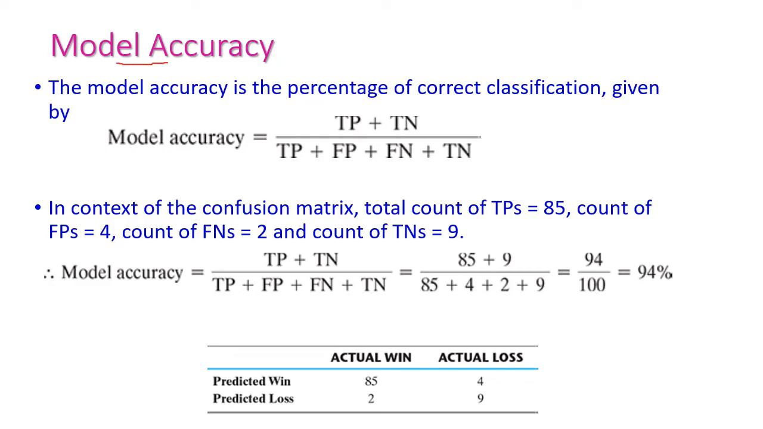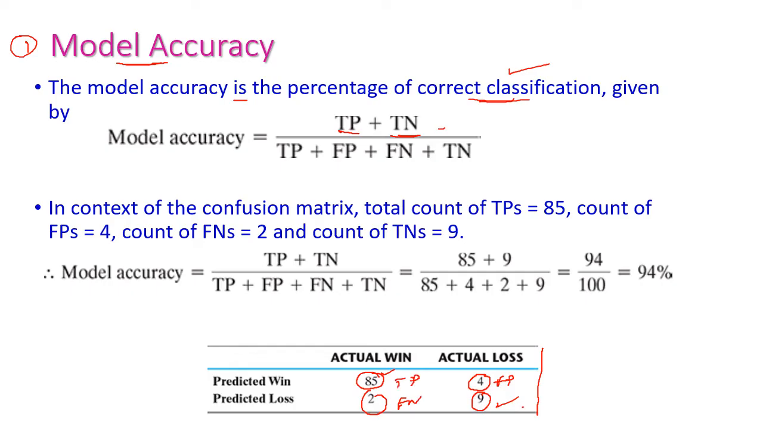First, let us compute the model accuracy. Model accuracy is nothing but the percentage of correct classification. Correct classification means true positive and true negative, right? So from the confusion matrix, this is true positive and this is true negative, and this is false positive and this is false negative.